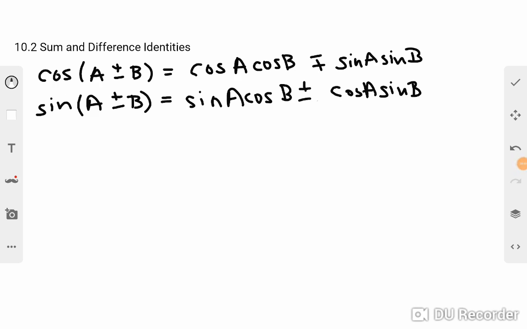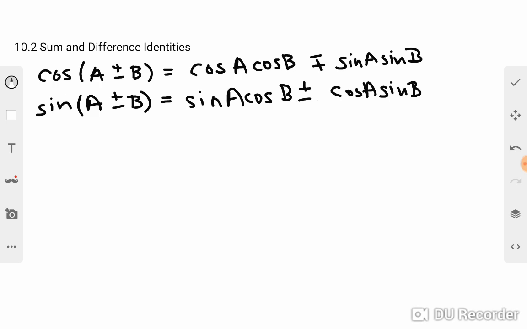Okay, so we're going to talk about section 10.2, sum and difference identities. I've got the cosine and sine ones up on the screen for us. So remember, for cosine, the functions match, but the sign, positive, negative in between, is opposite. And then for the sine identity, the functions are different, but the sign in the middle matches. Okay, so there are two identities that we're going to use.